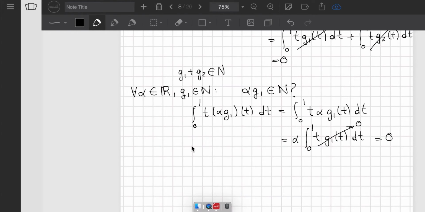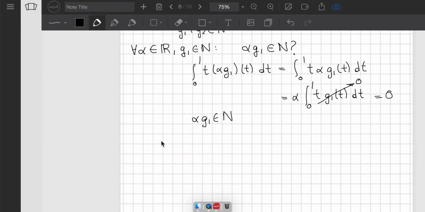So again, alpha g1 does indeed belong to N, and so from these three conditions, we see that N is a vector subspace of C, and also M. Okay, so we've got one part of the proof down. We've shown that these are subspaces.